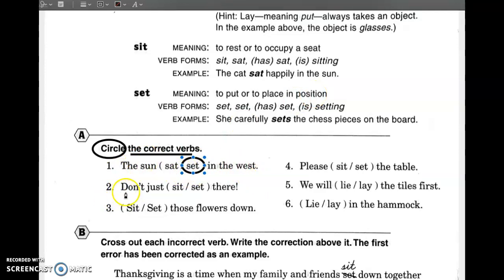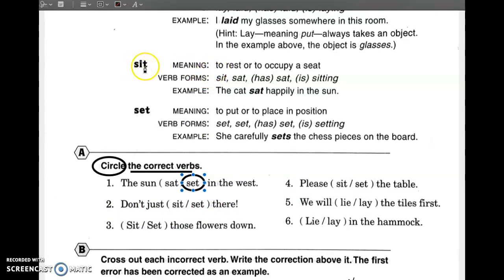All right, number 2 says, don't just sit or set there. Let's take a look up here. Remember, sit means to rest or occupy a seat. Are you telling somebody not to just rest or occupy that seat there? Or are you telling somebody not to put or place something in position there? Well, the one that makes the most sense here is sit. Don't just sit there. You're telling somebody not to sit, rest, or occupy a seat there.